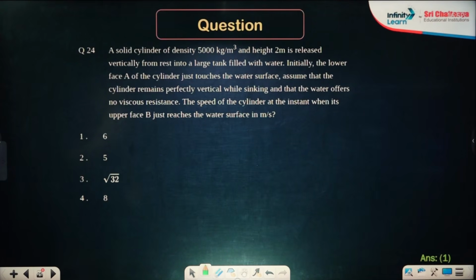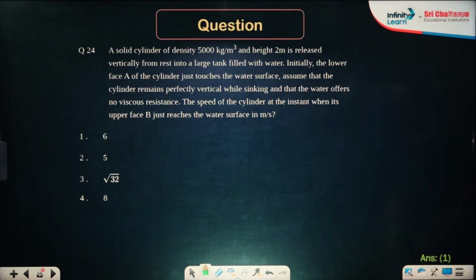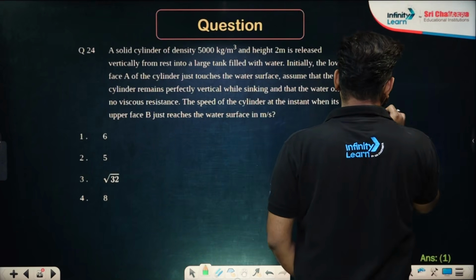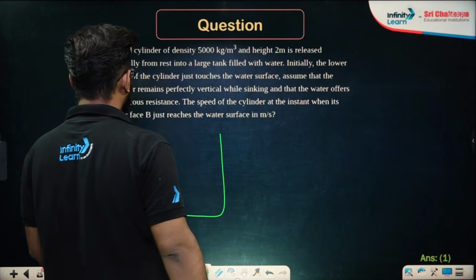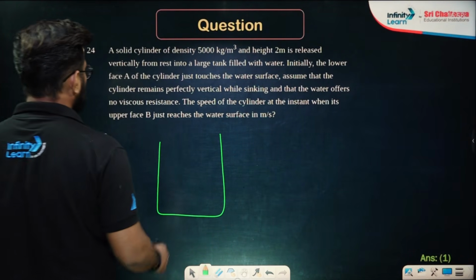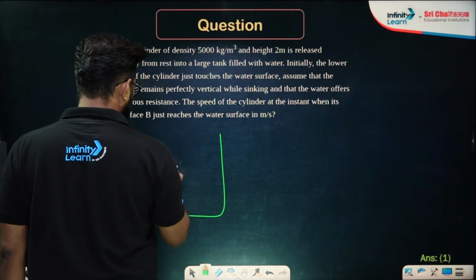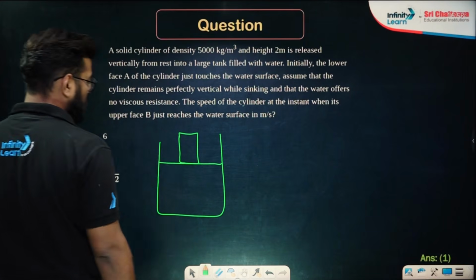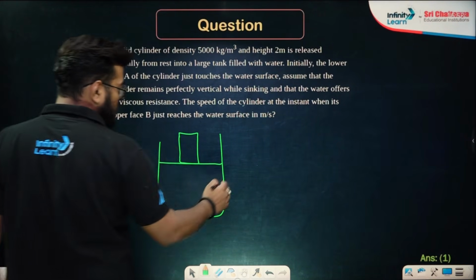A solid cylinder of density 5000 kg per cubic meter and height 2 meter is released vertically from rest. This is a very, very nice problem and it involves a heavy calculation also. Now how we are going to solve it, please try and understand. We are going to solve it using the work energy theorem. So what they are saying over here is that there is a solid cylinder of this density, height 2 meter, released vertically from rest into a large tank. Okay. So this is the tank, and it remains like this and it begins to sink.